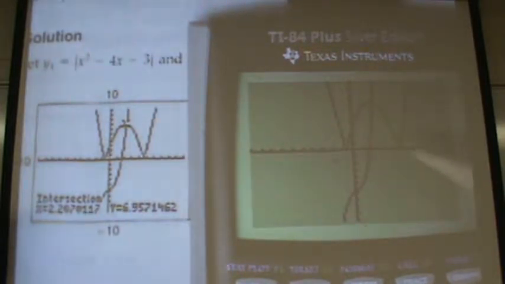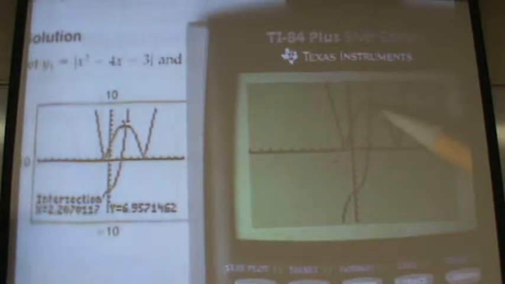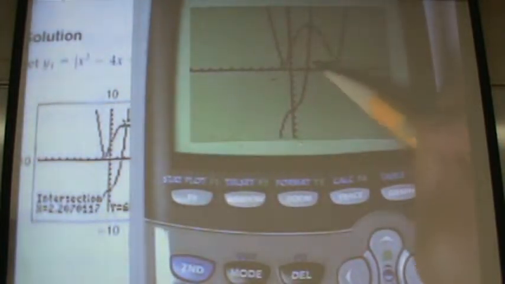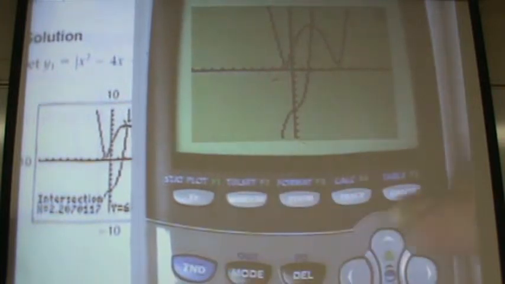Now what you're looking for is where these two graphs intersect. It's that point right there. Instead of doing the algebra, we're going to use technology. I'm going to show you how to find that x value. So you're going to hit second, calc.